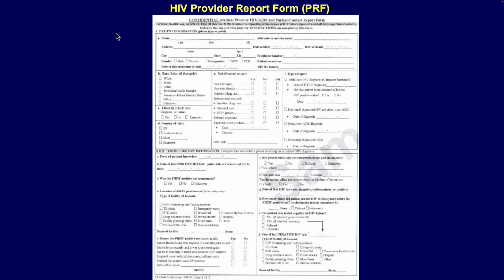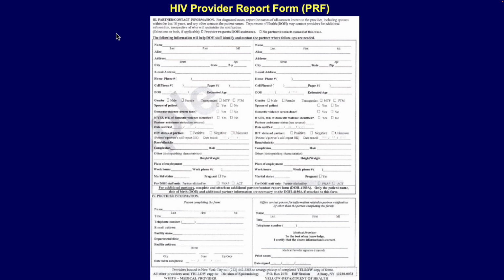It includes a place to capture identifying information and socio-demographic information, as well as information on risk factors or the likely mode of transmission by which the individual acquired HIV, and of course clinical information and dates on the timing of diagnoses and laboratory tests, which can be used to help determine the date of diagnosis and when the person met the surveillance case definition.